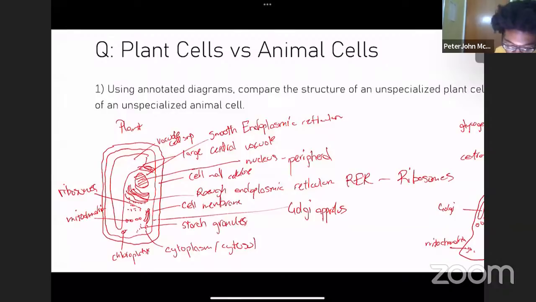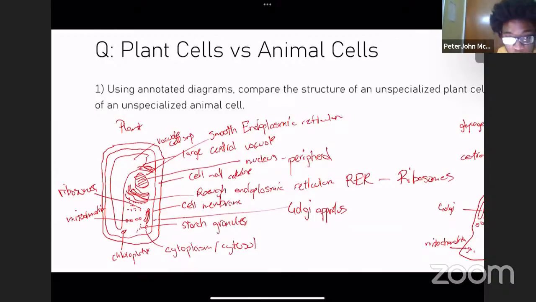What's the purpose of the vacuole? For support. What's the actual purpose of the vacuole in the plant cell? It just stores water, guys. Keep it simple. It stores water. By the fact that it stores water, it's able to support the cell. But its purpose is to store water.